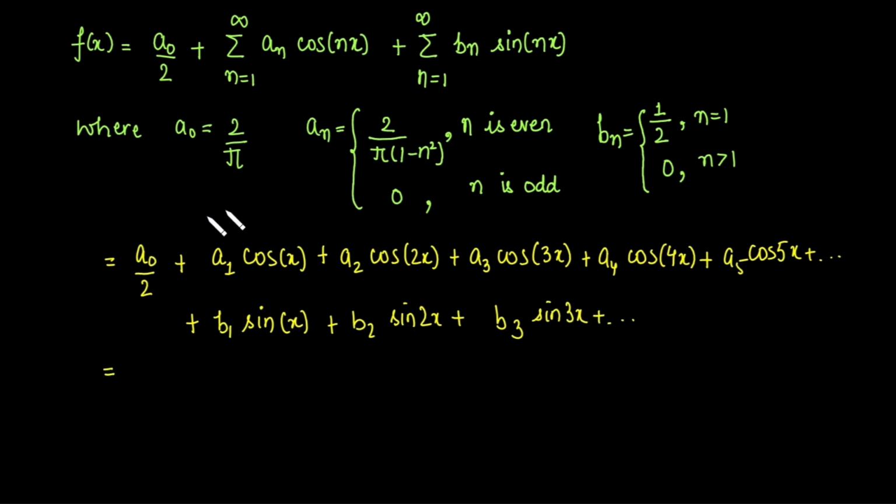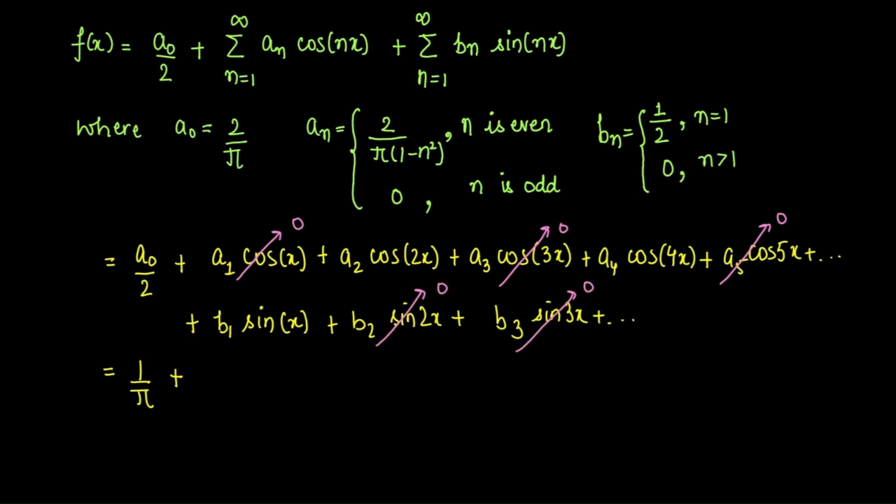Substitute the values of a naught, an, and bn in this case. So a naught is equal to 2 by pi. So we can write this as equal to 1 by pi because that 2 gets cancelled with 2, plus a1 means n is odd. In that case, the answer is 0. From here, we can write this value as 0 because a1 is 0, even a3 is 0, even a5 is 0. And from here, b2, b3, b4, all terms are 0. So this is equal to 0, this is equal to 0.